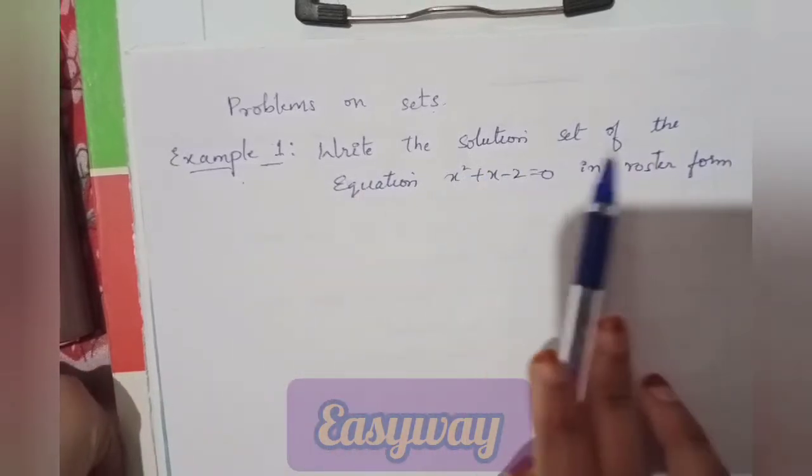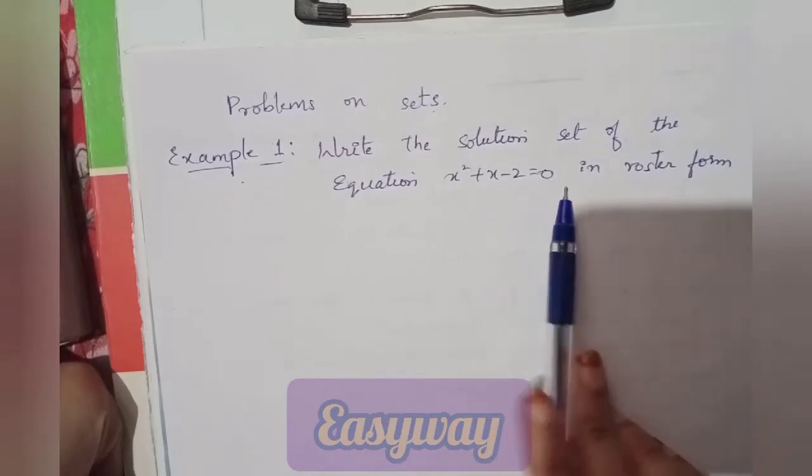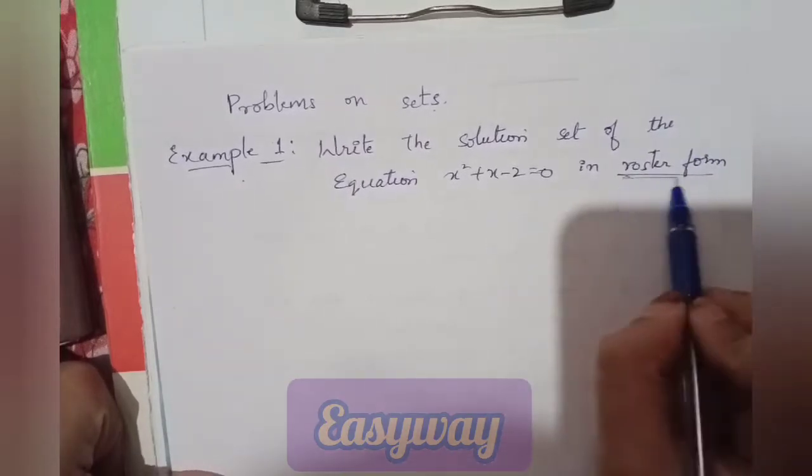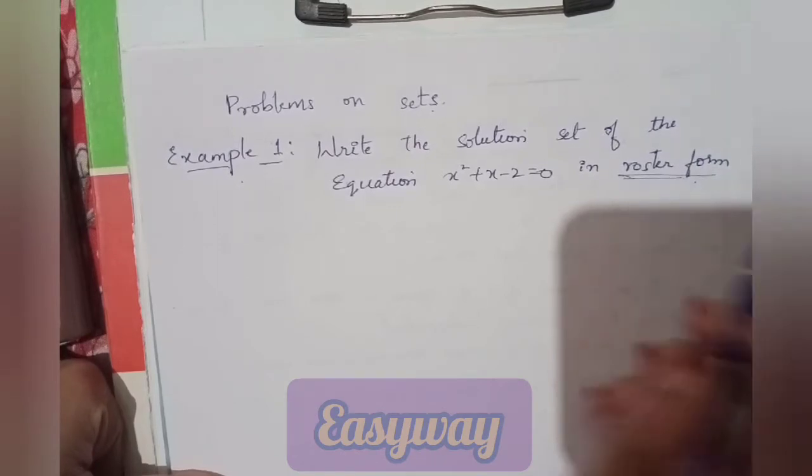This is your first example in the textbook. Write the solution set of the equation x square plus x minus 2 equals 0 in roster form. I have already explained what a roster form and set builder form are.